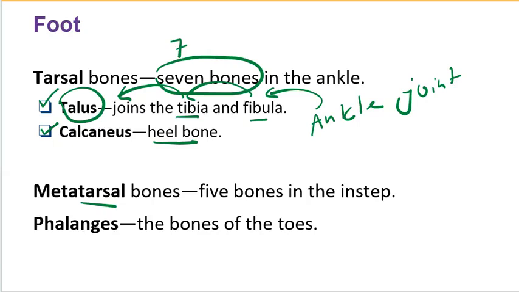And then metatarsal bones are the 5 bones found in the sole part of the foot, and the phalanges are the bones of the toes, exactly like the phalanges of the hand. So we have 2 phalanges, proximal and distal, for the big toe, and the other toes have 3 phalanges: proximal phalanx, middle phalanx, and distal phalanx. Okay, that was a quick review of the appendicular skeleton that we need to know in our human biology course.